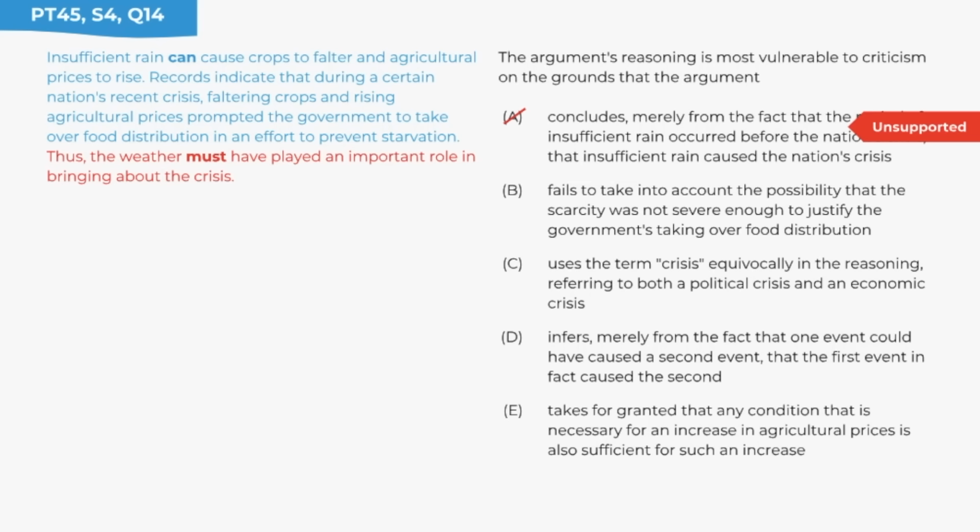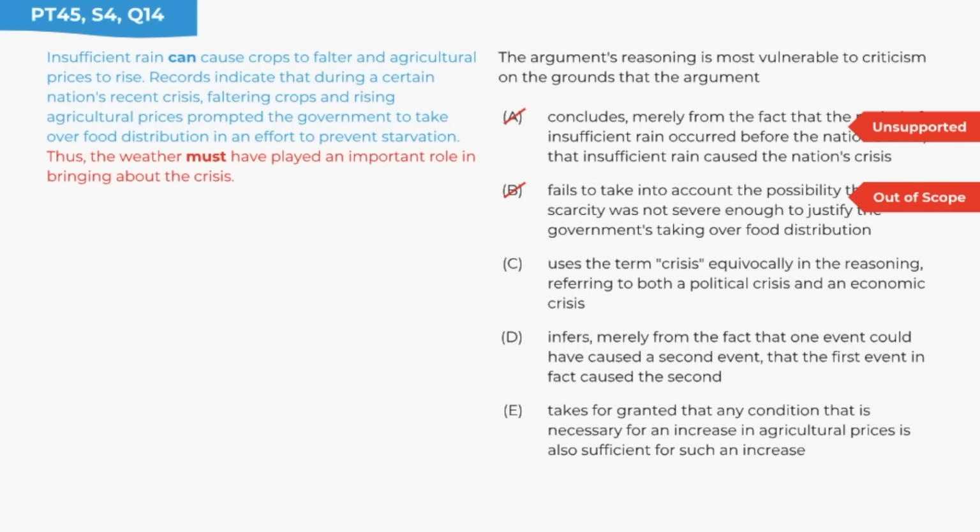So this is simply out of scope. Answer choice C says it uses the term crisis equivocally in the reasoning, referring to both a political crisis and an economic crisis. So this is describing a flaw that is going to show up, at least within the answer choices, quite regularly. Equivocation, or using equivocal language, is simply what happens when an argument uses a key term with two different meanings over the course of the argument.